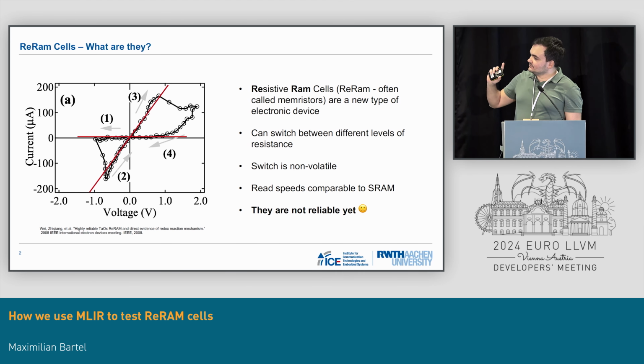There are then mostly two values that it can have, but there are also multi-value cells now in development. The switch is non-volatile, and the read speeds for those types of memory are comparable to SRAM. But they're not reliable yet. They're not there yet. But now we might ask, why are they useful?